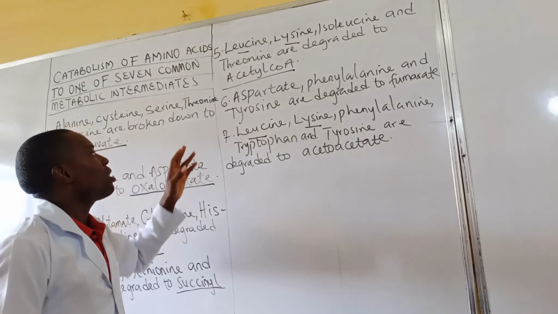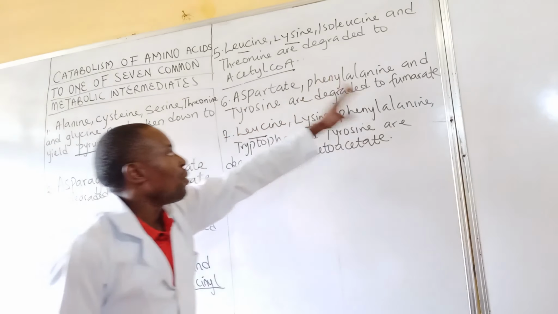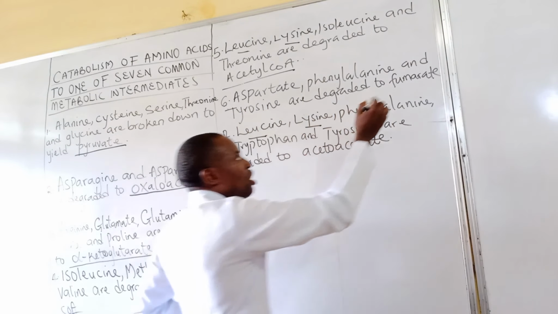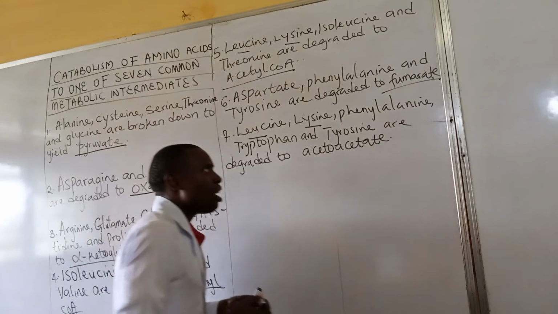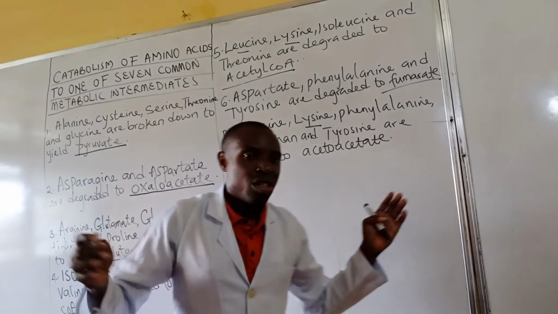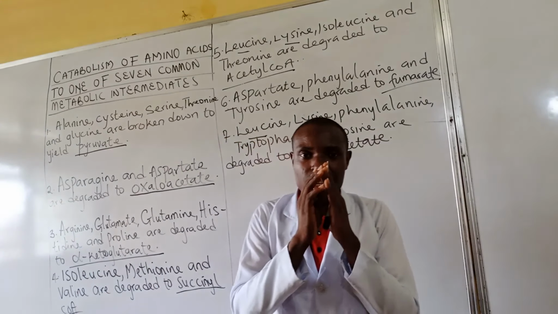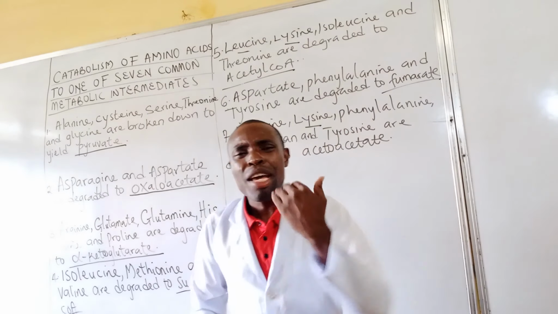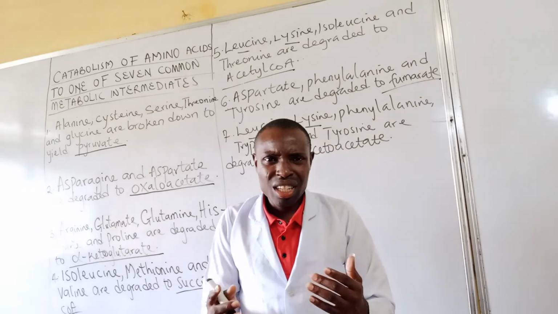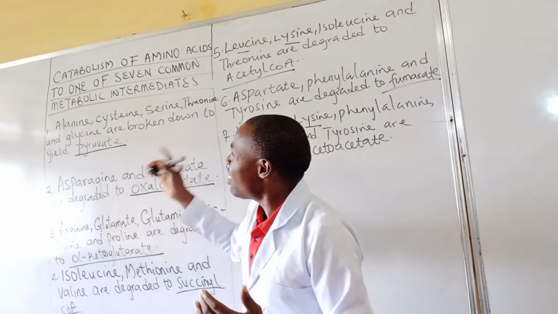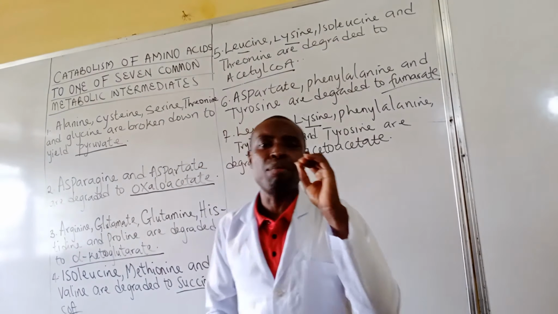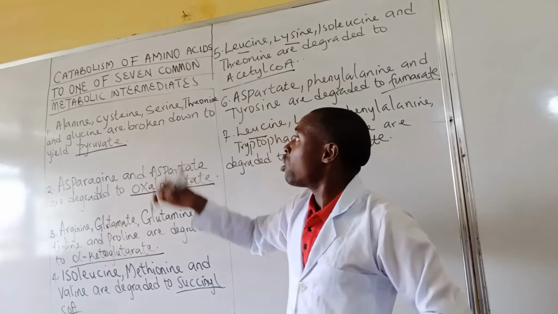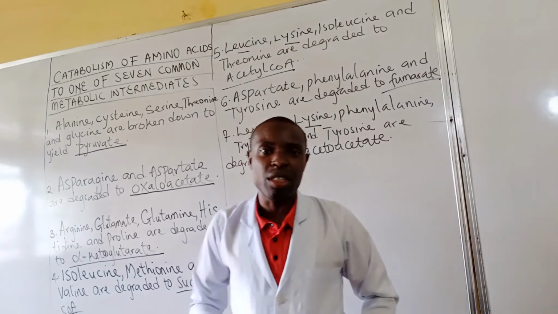Now, number 6 is aspartate, phenylalanine, and tyrosine. When they are degraded, they yield fumarate. So, as you can see here on the board, in our next video, we'll be talking about some of the major pathways that connect the catabolism of amino acids to one of these seven common metabolic intermediates.